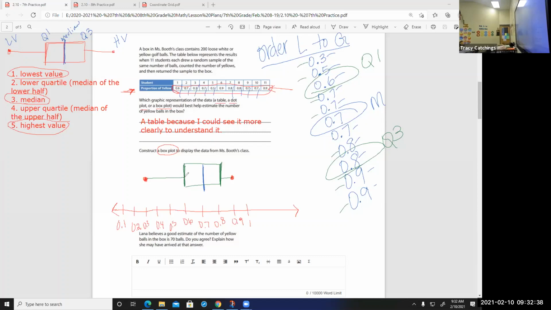All right. Down at the bottom, it says, Lana believes a good estimate of the number of yellow balls in the box is 70 balls. Do you agree? Explain how she may have arrived at that answer. Why do you think she says it's about 70 yellow balls in that box? What did she look at?